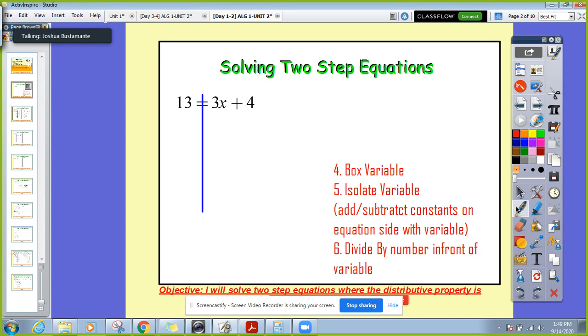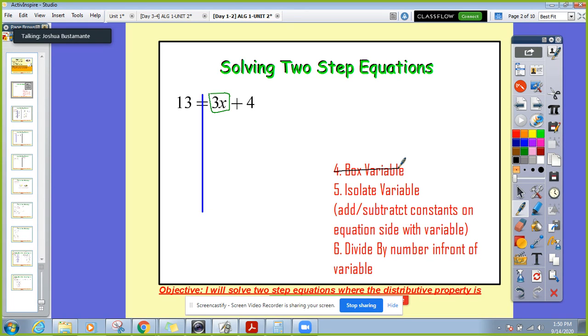So the way it works is I look at my equation, I find my variable, that's my letter. In this case, it's x. I'm going to box my variable, right? That's our first step. It's my favorite step because it's the easiest. We're done. Next, we're going to move on to the next step, which is to isolate the variable.